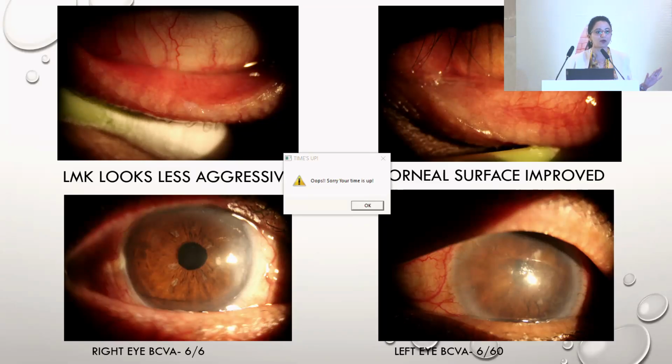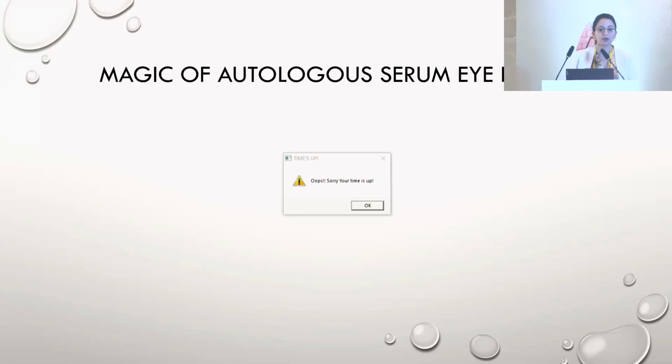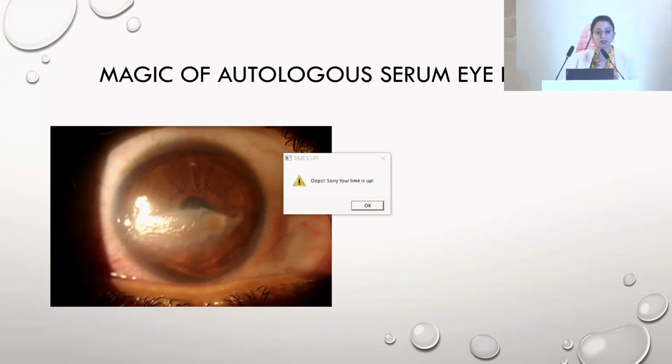But he said, I'm very happy. My life is back on track. The redness is reduced. There are no symptoms. So now he is on paraffin-based ointments and lubricating, and a very, very happy patient. So that autologous serum drops for 3 months, that course really helped him. So this was the magic of autologous serum eye drops.